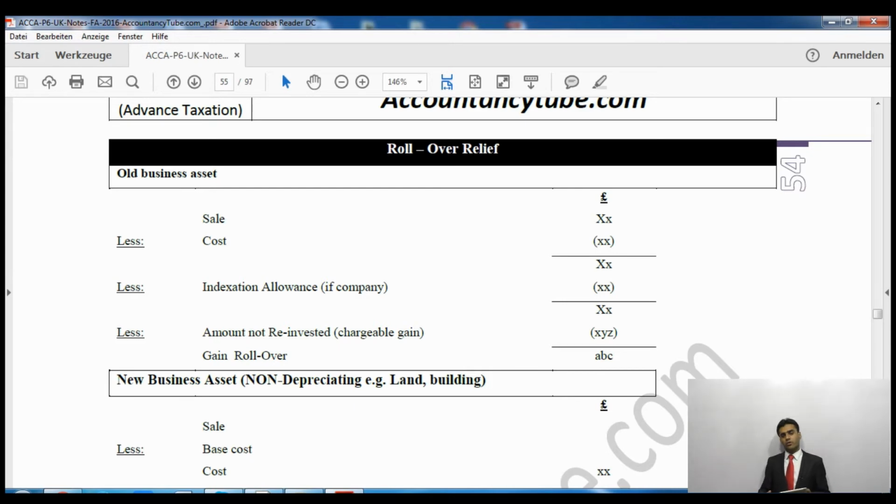Now these reliefs which we are going to read now are deferral reliefs. When I say deferral reliefs, it means that we won't have to pay tax now on the gain. We will just defer it. We're just postponing it so that we'll have to pay tax later. So it is not exemption. We are not ignoring it. We will have to pay tax, but we are just deferring it for future periods. So that's why these are known as deferral reliefs. The first one of which is rollover relief.